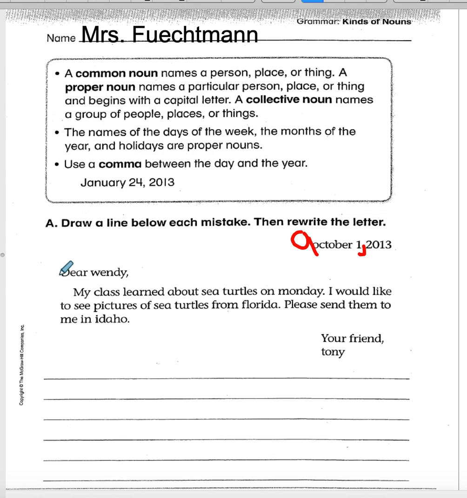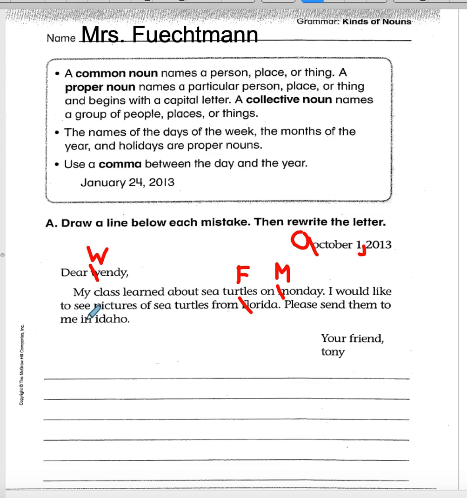Welcome back. We should have a capital W for Wendy because that is her name. It is a proper noun. And then it says, my class learned about sea turtles on Monday. We need a capital M for Monday because it is the day of a week. I would like to see pictures of sea turtles from Florida. We need a capital F for Florida because that is a proper noun of a place we could travel to.